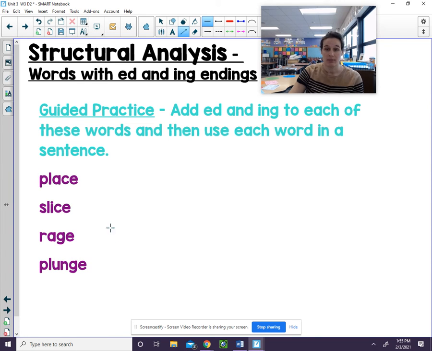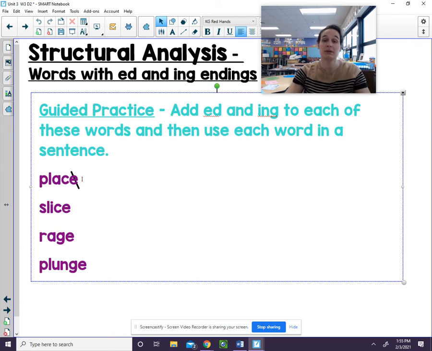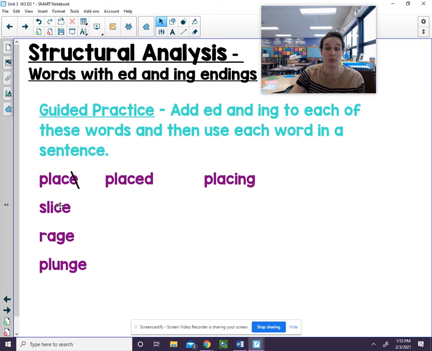Okay? Remembering that we need to drop the E before we add it. Here we go. So this word was place. We're going to drop the E, and now we'll make it placed for the past, or placing for the present. Let's look at our next one. The word is slice. Past tense would be sliced. Present tense would be slicing.